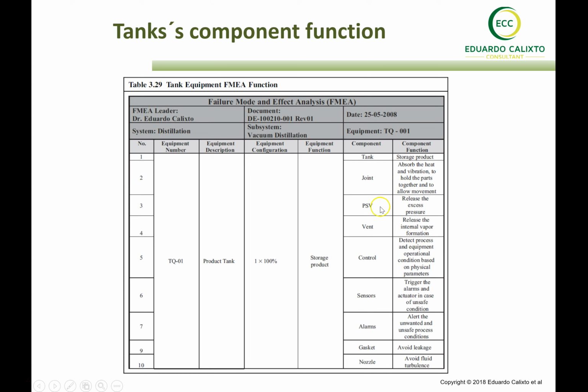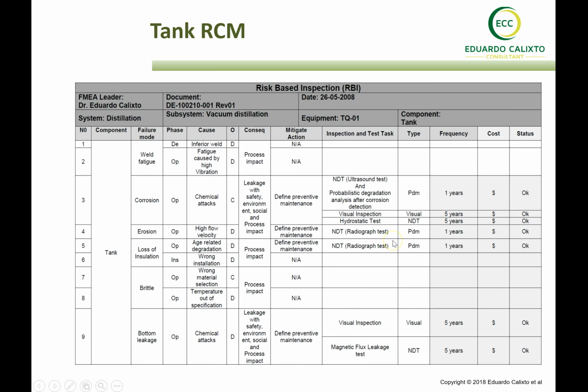So here we have the tank's functions as we discussed during the FMEA model, and then we start the RCM. Here you can see that we call the R an RBI, and that will have the same effect because we assess the consequence and we consider here the effect on safety in terms of leakage. So let's take a look at it. We have here leakage with safety, environment, social, and process impact. That's very critical in terms of consequence, and it needs to be mitigated.